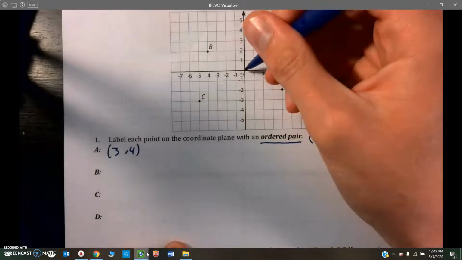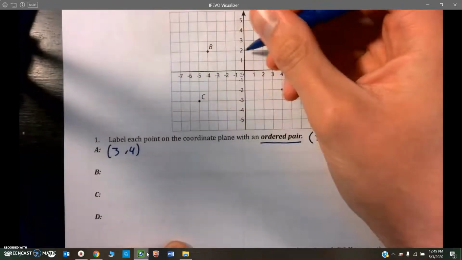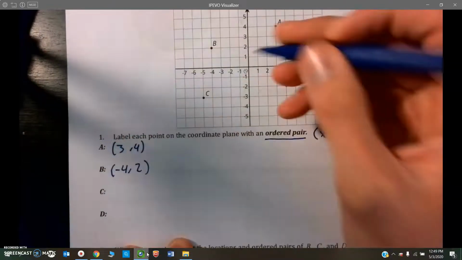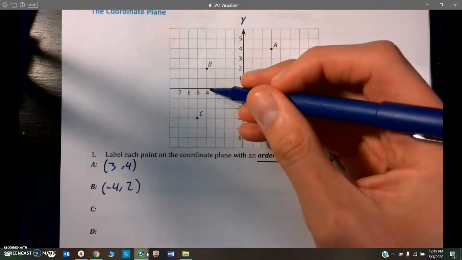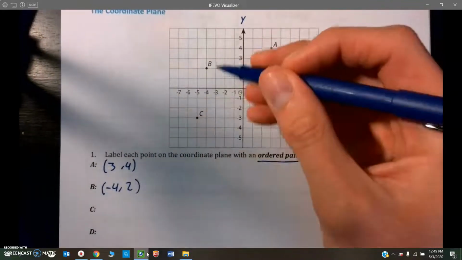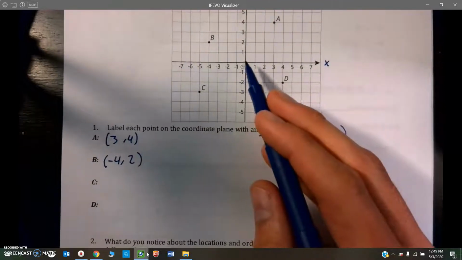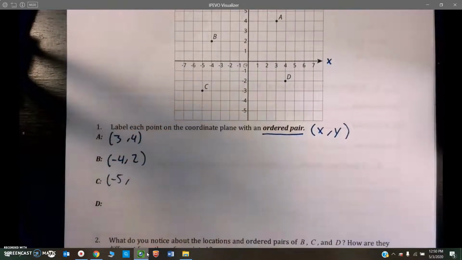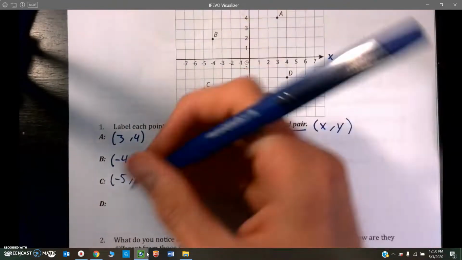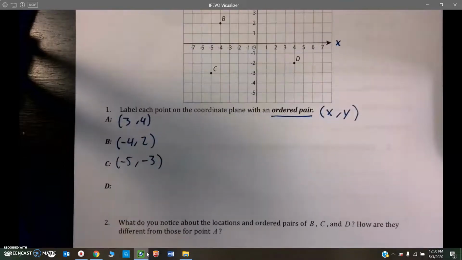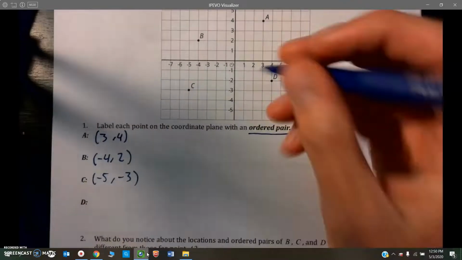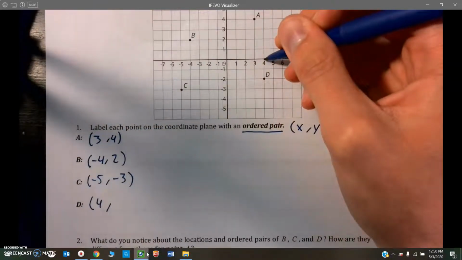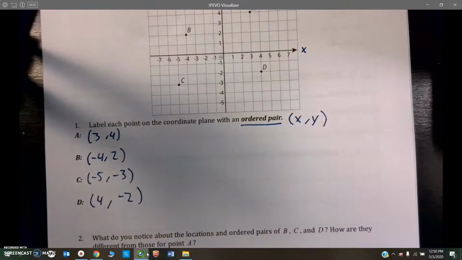B is back 4, up 2. So I can see that B is at negative 4 on the x-axis, but the y is still positive 2. C is back negative 5 on the x, it's to the left 5 spaces, and then it is down 3. So C actually has 2 negative points. And D is forward 4, so positive 4 on the x-axis, and down 2 on the y-axis.